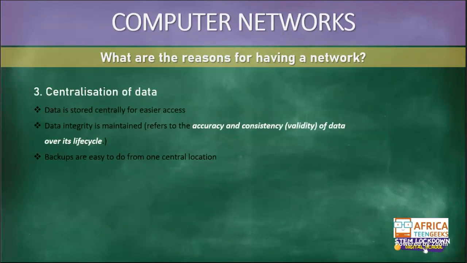Then thirdly, there is centralization of data, which means data is stored centrally for easy access, right? Data integrity is also maintained, and by that we refer to accuracy and consistency, which is validity of data over its life cycle. And then lastly, under centralization of data, backups are easy to do from one central location.